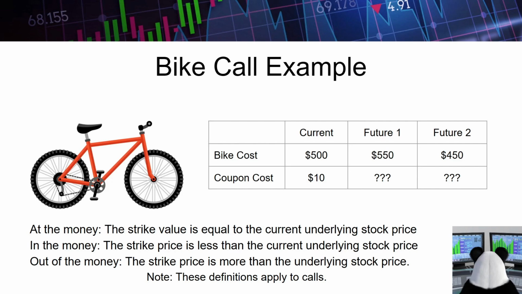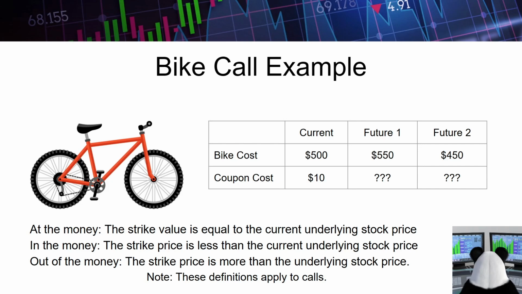Now, in the future, say future 1, you were right, and it turns out the price of the bike did go up. How much is your coupon worth? Since your coupon allows you to buy the bike for $500 and the bike now costs $550, the coupon is at least worth $50. Maybe the coupon is still good for half a year, and you could sell it on eBay for, say, $55. This coupon is now considered in the money as the cost of the bike is more than the coupon allows you to buy it for.